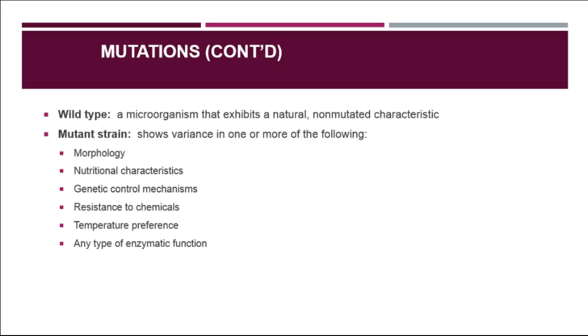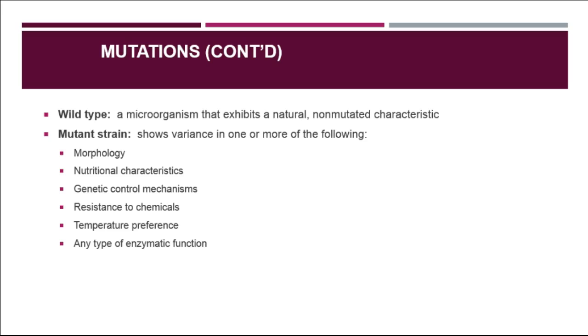So a wild type organism is an organism that exhibits the natural non-mutated characteristics. So we consider them wild type for the specific gene that we are investigating. A mutant strain is an organism that shows variants in any of the following characteristics.